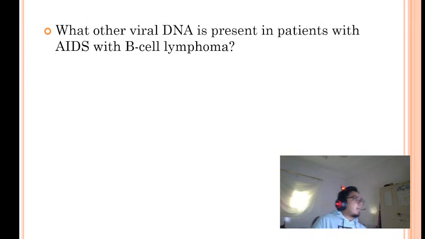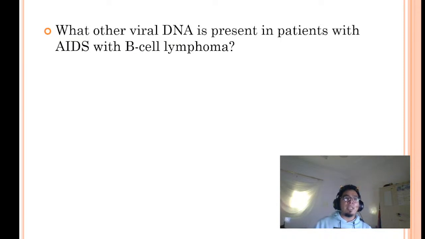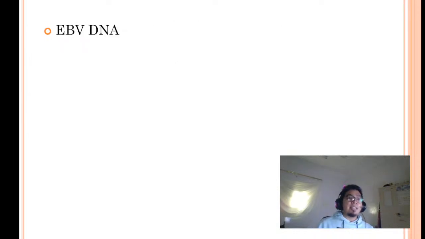Now, what other viral DNA is present in patients with AIDS and HIV lymphoma? EBV DNA. Why is EBV DNA present? Why do you think EBV DNA is present? Because some patients have a latent infection. What do I mean? Why did I put emphasis earlier on latent infections?